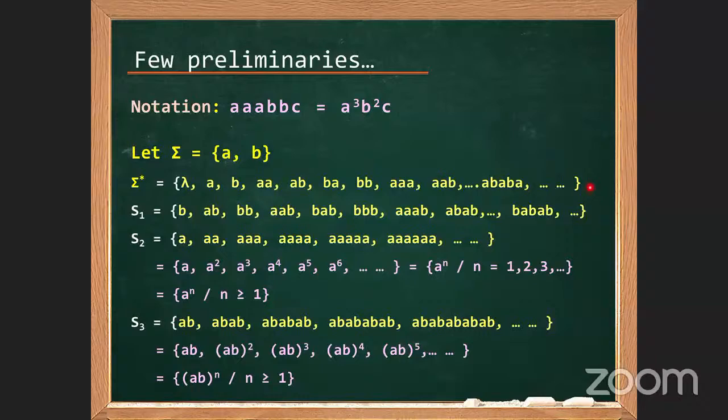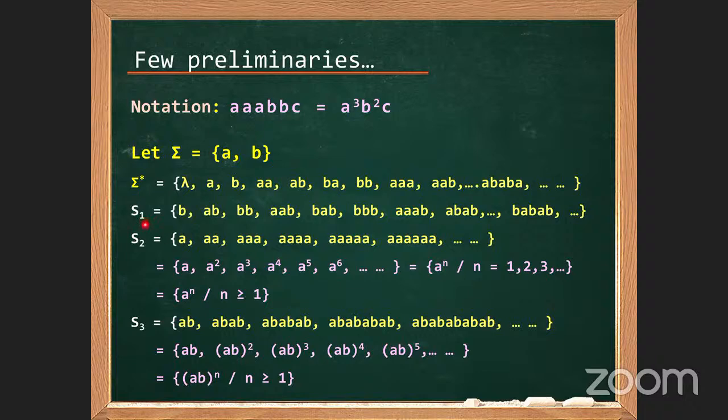Now, I'm going to choose a few words from this big set. I'm choosing B and putting it here. I'm choosing AB and putting it here. Choosing BB, putting it here. So I'm just picking some words from this large set and I'm calling it set S1. You may recall that a set of strings is called a language. So this set, I can call it a language.